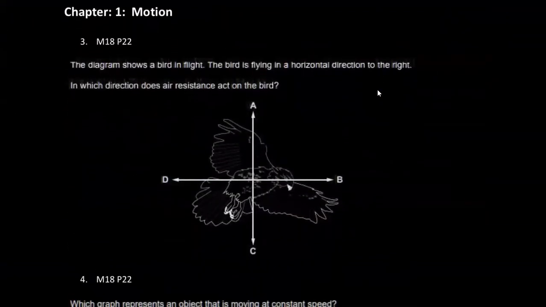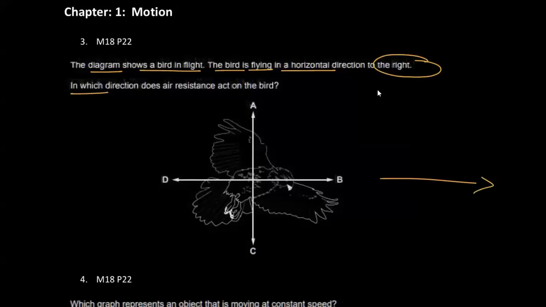Question number three. The diagram shows a bird in flight. The bird is flying in a horizontal direction to the right. So the direction of the bird is to the right. In which direction does the air resistance act on the bird? We all know that air resistance always, and I repeat, always acts in the opposite direction to motion. So if it's moving towards the right, the direction of the air resistance will be towards the left.